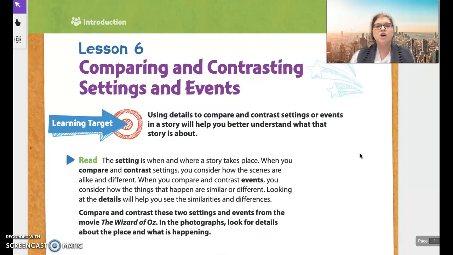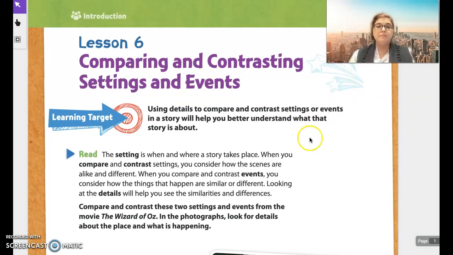We're going to start talking about setting and characters and how these things affect our characters. So we're going to look at this lesson. It's comparing and contrasting settings and events. Now, comparing and contrasting, we talked a little bit about those yesterday. When we compare something, it means that they're similar, and when they're contrasting, it means they're different. So we're going to talk about those.